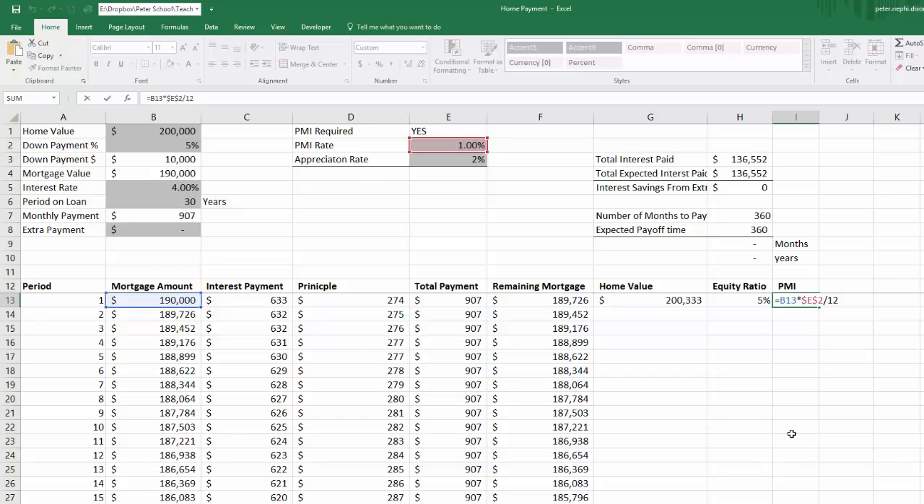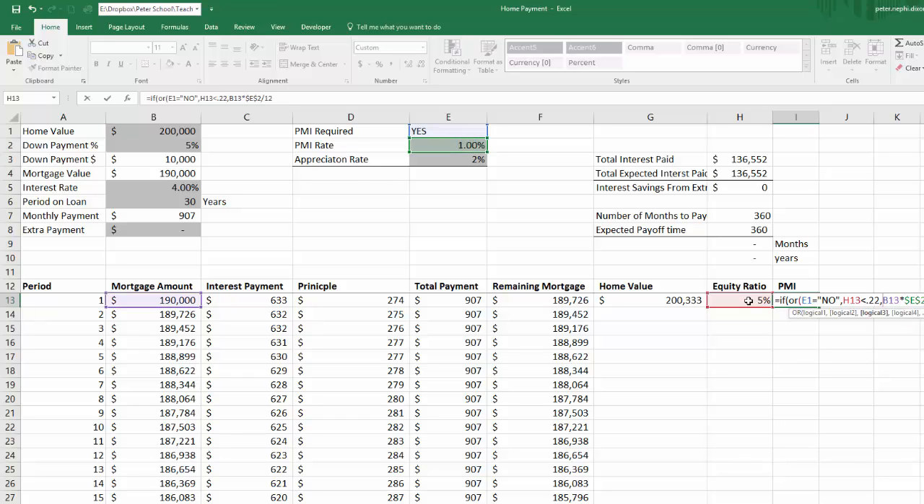Oh, but our PMI is actually a little bit different. So what we're going to say is if our equity ratio, actually we're using an or statement, we're going to say or if this equals no, or our equity ratio is less than 0.22. Now, why is it 0.22?